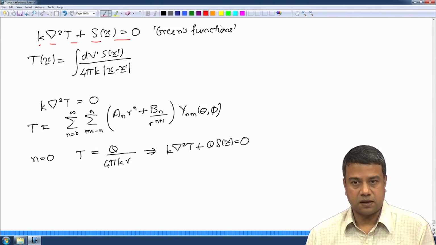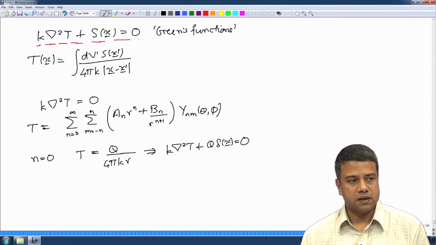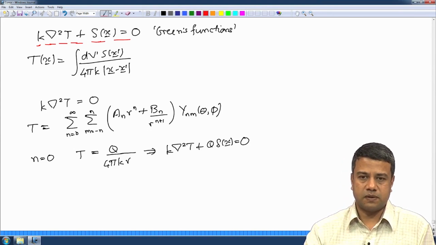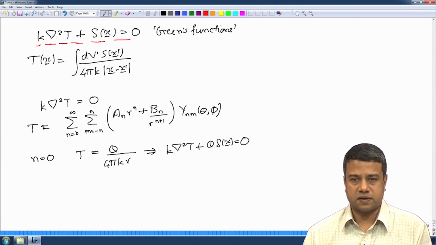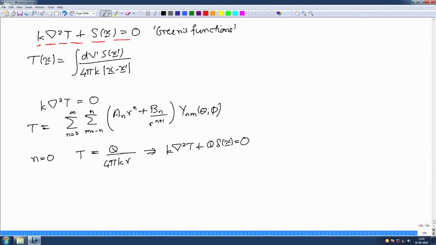What do the other terms mean? What do the higher terms mean? How can they be understood in this context? That we will continue in the next lecture. I will try to show you the relationship between what we had solved for delta function sources and what we got from the spherical harmonic expansion. So, we will continue that in the next lecture. I will see you then.